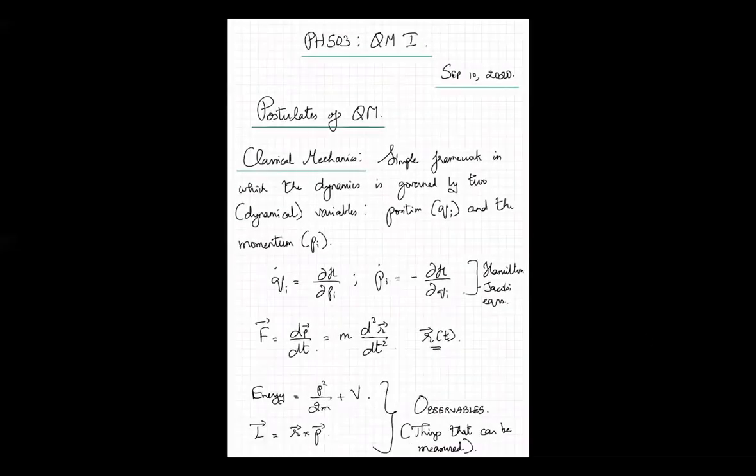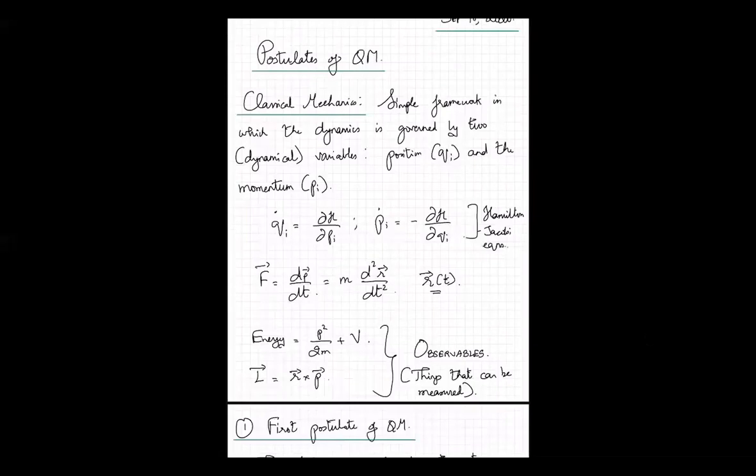Okay. Similarly, Pi dot equals minus dH over dQi. This tells you what's the momentum of a particle at any future time. Now, these are what are called deterministic equations. Why? Because there is no uncertainty.